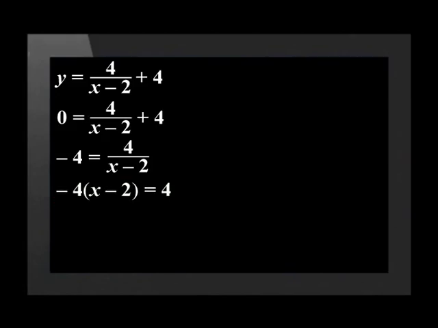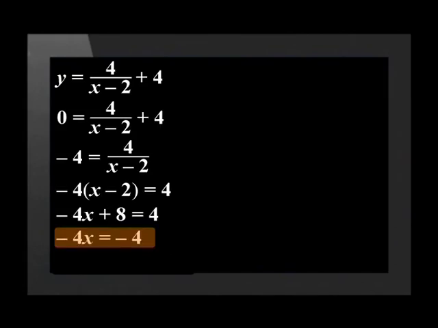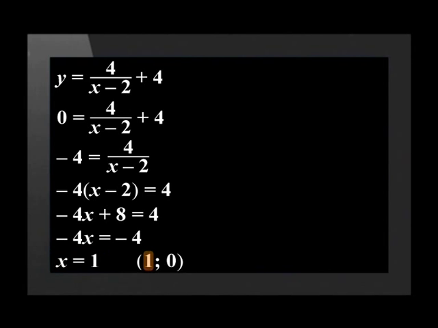Distributing the negative 4, we get negative 4x plus 8 equals 4. We subtract 8 from both sides to give us negative 4x equals negative 4. Lastly, we divide both sides by negative 4 to get a final answer of x is equal to 1. The x-intercept is 1, 0.